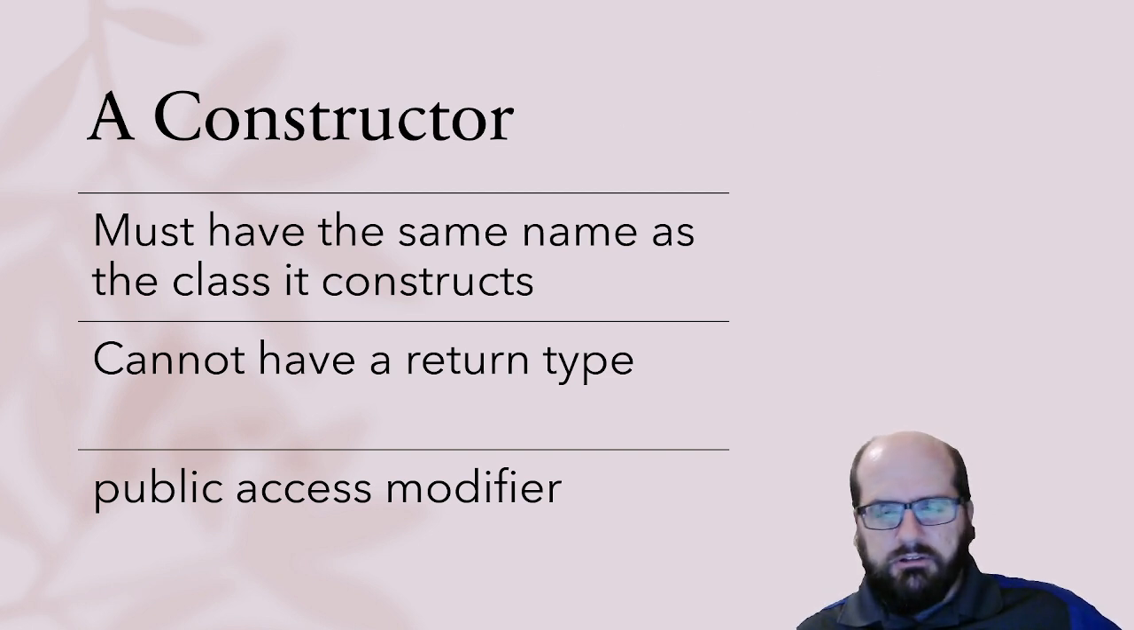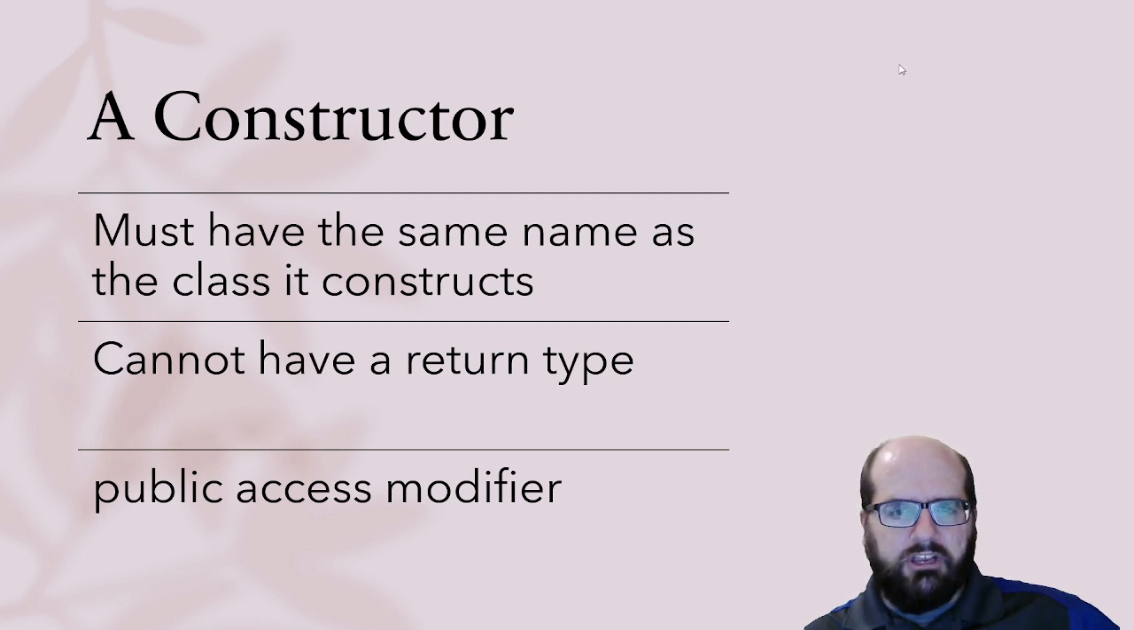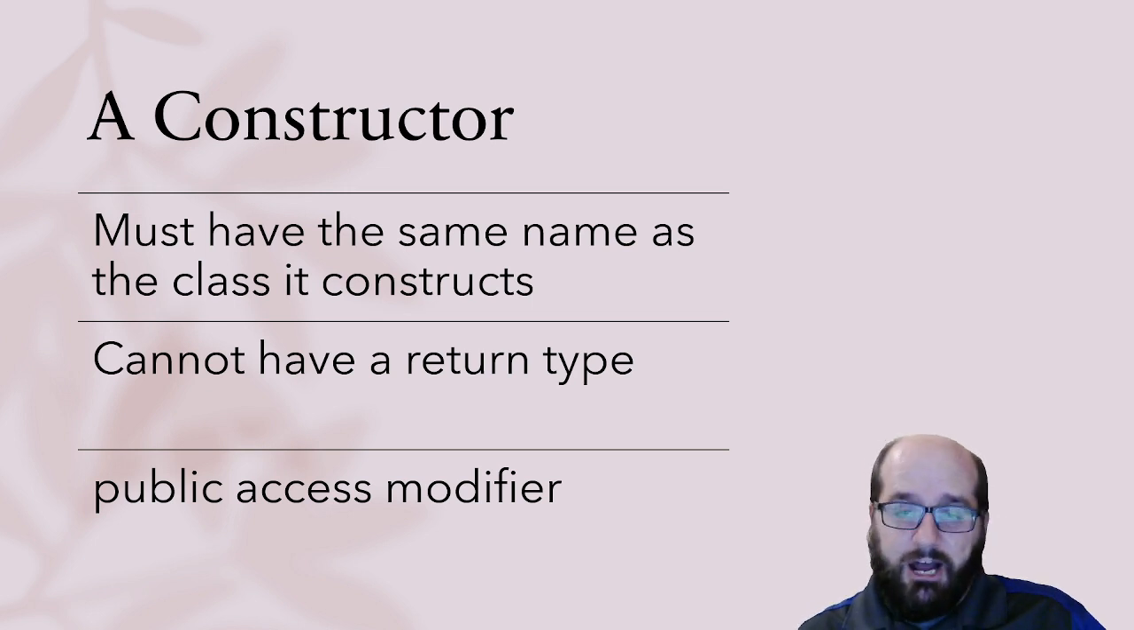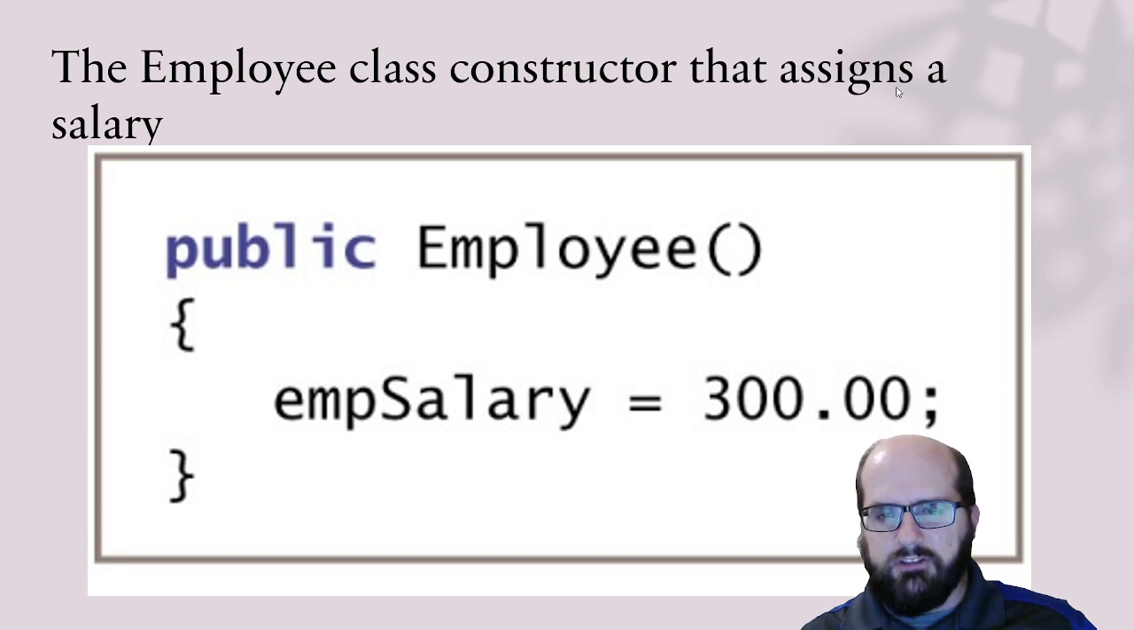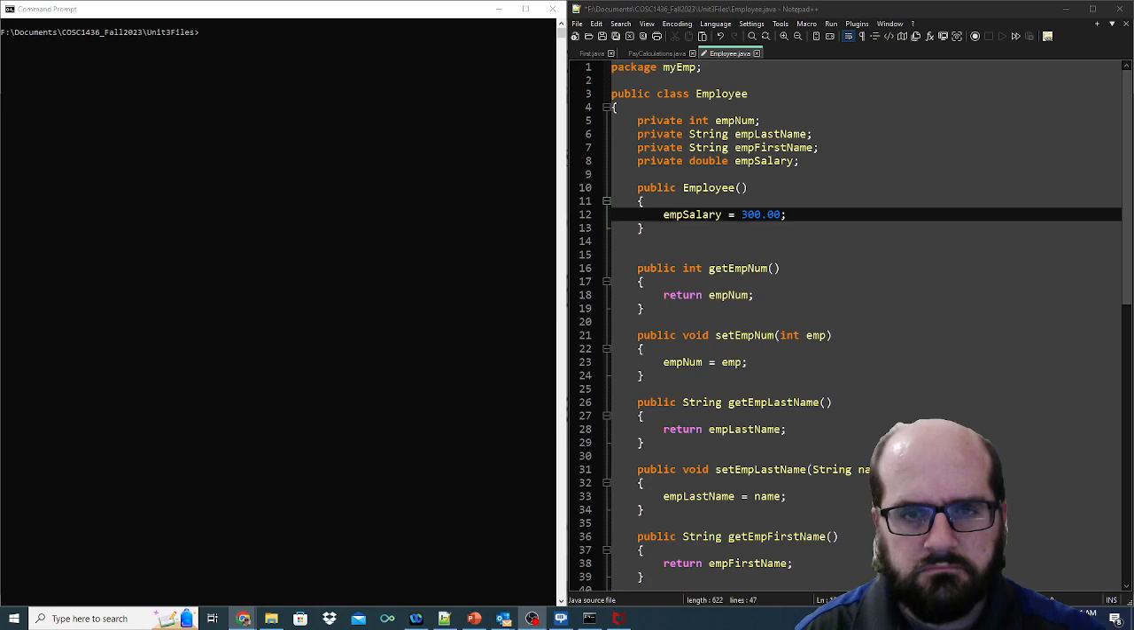A constructor must have the same name as the class it constructs. It will not have a return type, but it will have the public access modifier. Otherwise, you can't construct from outside the class. You cannot make objects or instances of the class. Here's an example of a constructor with one attribute being set, specifically the salary. So you can see now that I've added that salary to the employee.